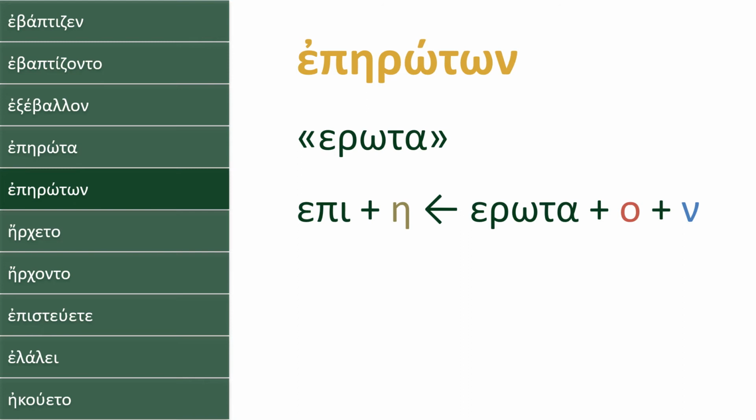We add the connecting vowel omicron, which contracts with alpha to form omega, and we add the one singular or the three plural personal ending ni to get eperoton. I was asking, or they were asking. As usual, the context will allow you to determine whether it's a first singular or a third plural.